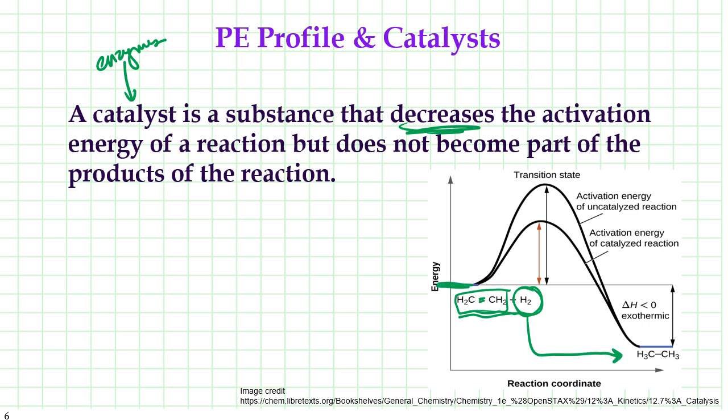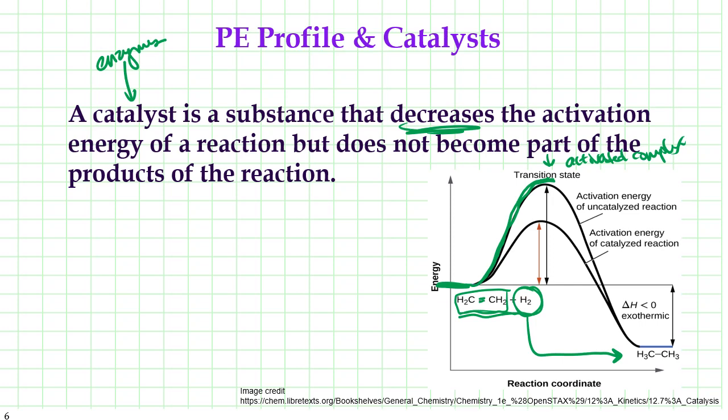So here is the energy of my reactants, the hydrogen and the ethene. Without a catalyst, I need to add this much energy to get to that transition state. Sometimes we call that the activated complex. So that's my activation energy. This is the amount of energy that I need to add to break all the bonds in the reactants so that I can make those products.